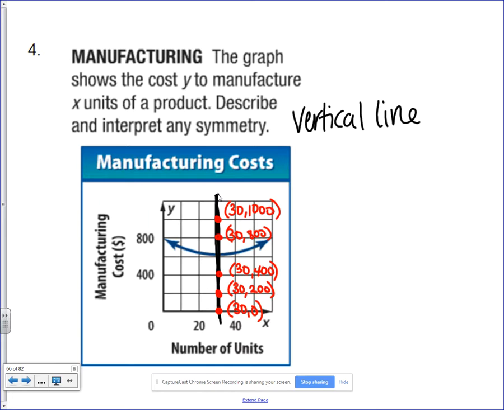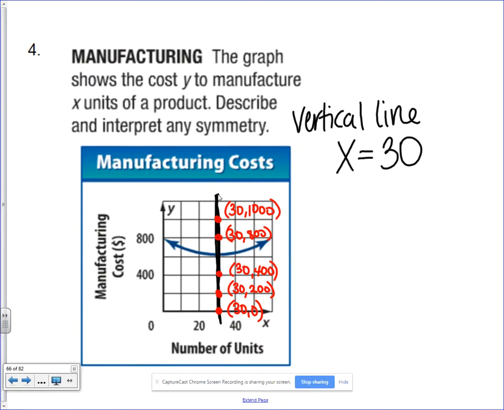Good. So what do you notice about every single point on that line? They all start with what? So what variable is 30? Is that the x or the y? That's the x. All of your x's are 30. Okay? Every x is 30 in this symmetry.